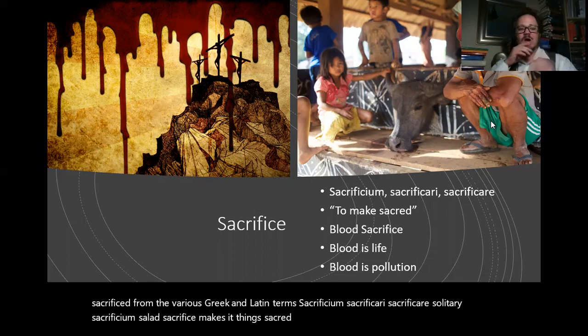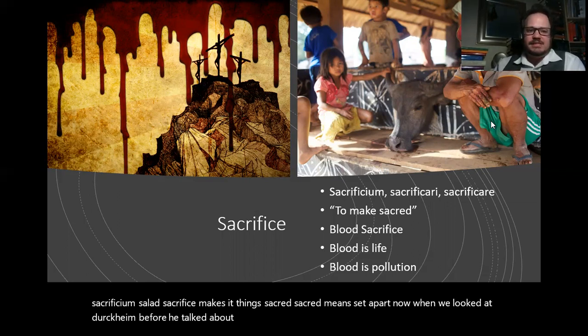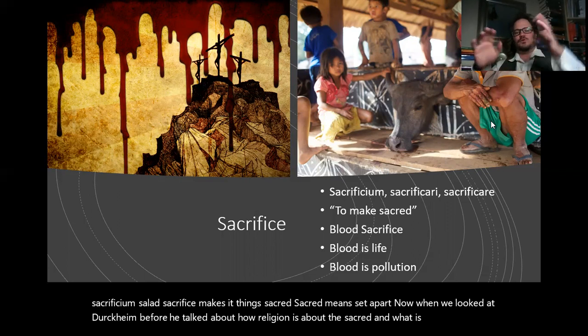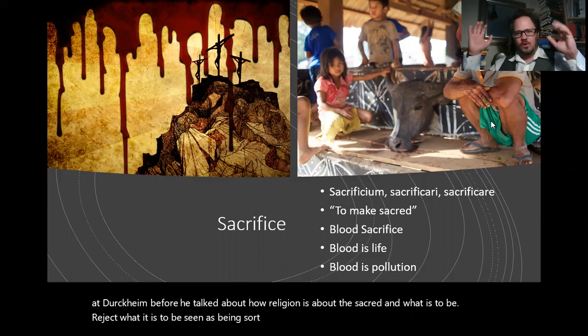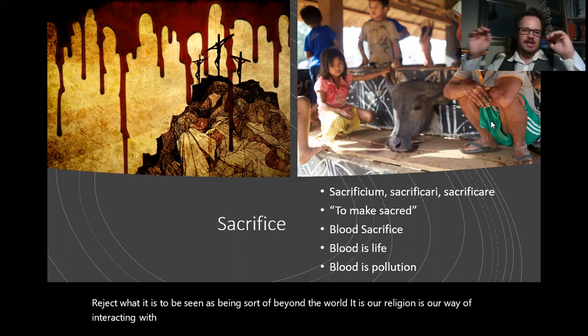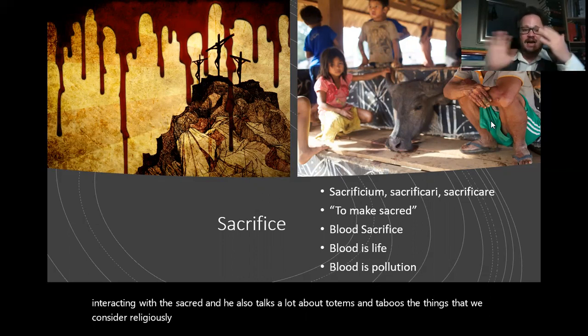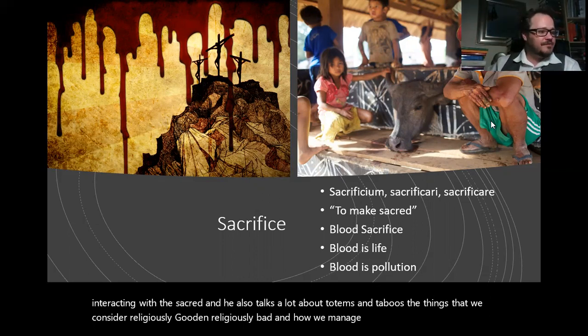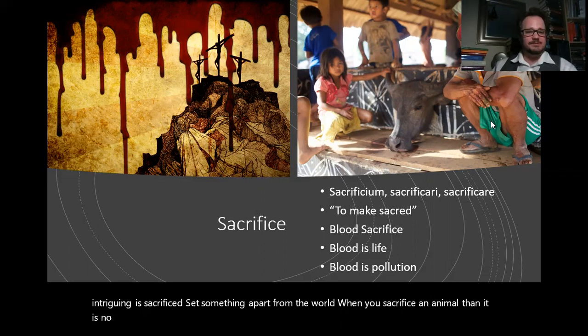Sacred means set apart. Now, when we looked at Durkheim before, he talked about how religion is about the sacred and what is to be seen as being sort of beyond the world. Religion is our way of interacting with the sacred, and he also talks a lot about totems and taboos, the things that we consider religiously good and religiously bad, and how we manage those things. So sacrifice is intriguing because sacrifice sets something apart from the world. When you sacrifice an animal, then it is no longer a worldly animal, but it has become an offering to the gods.